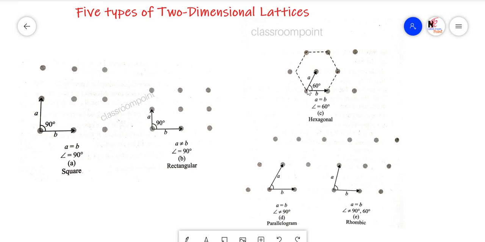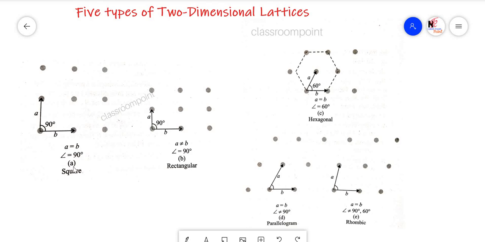Now see here, this is the A layer, this is the A distance, here this is the distance B. They are the same but the angle is not the same. So A equals B but the angle is 60 degrees. And in this case AB lengths are the same but the angle is not equal to 90 degrees. Here also AB lengths are the same but the angle is not equal to 90 degrees. So except this one, in all the remaining cases the edge lengths are the same, A equals B, but the angles are different.